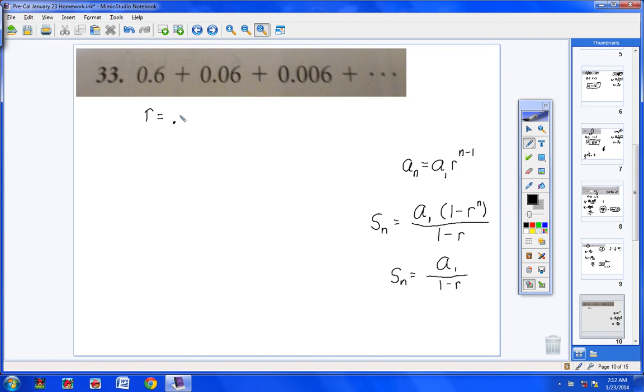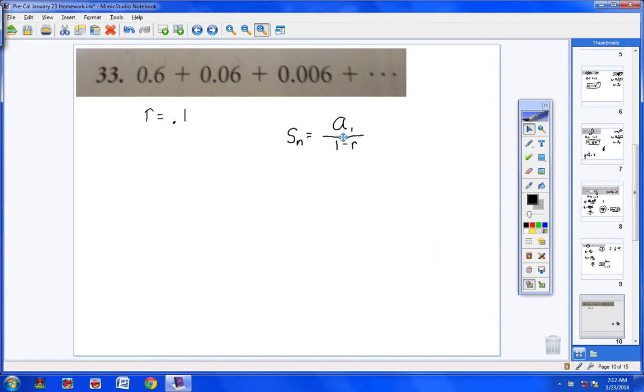Now, that 0.1 does fall between 1 and -1, so we are good to use this formula here, which is the formula for the sum of an infinite geometric series. So here we go. The sum of this infinite series is a subscript 1, that's 0.6, over 1 minus 0.1. Okay, so now I have 0.6 over 0.9. Okay, and then of course if you simplify that, you will get 2/3.